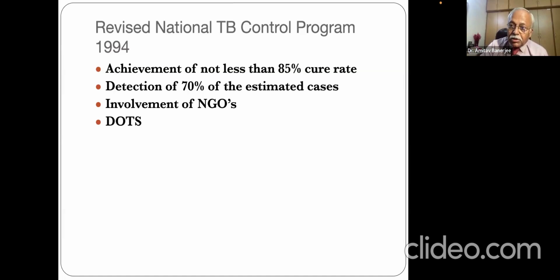So at least 70% of 600 you calculate. That is the detection of at least that much of the estimated cases. And out of this, they should be put on appropriate treatment and achieve 85% cure rate. And involvement of private practitioners, involvement of non-government NGOs and the DOTS program.